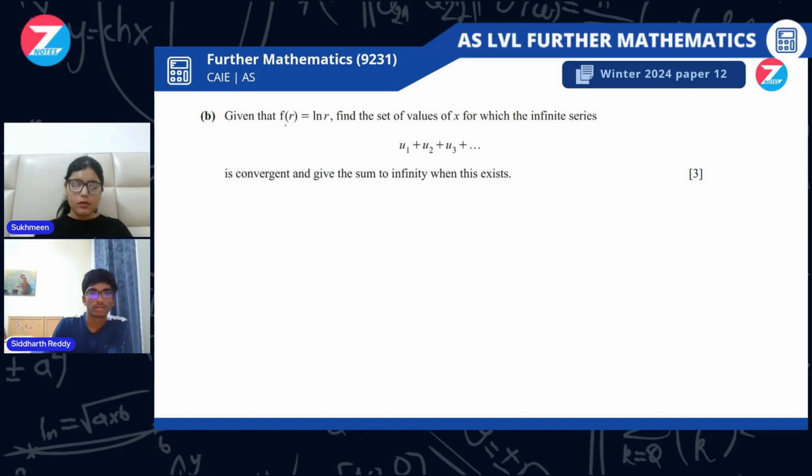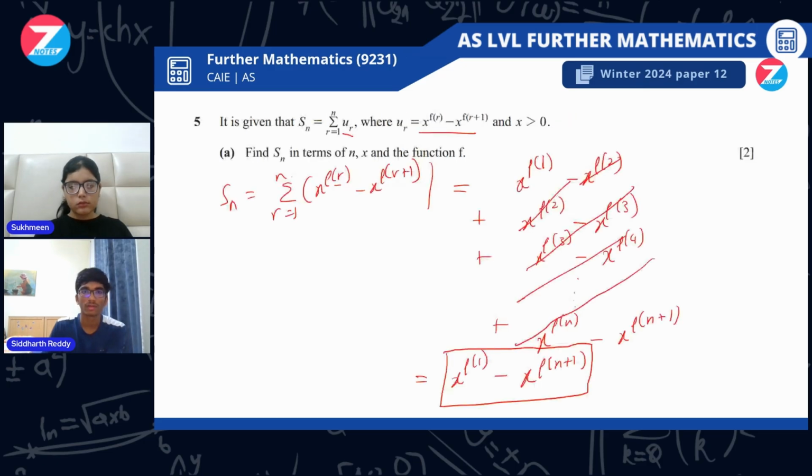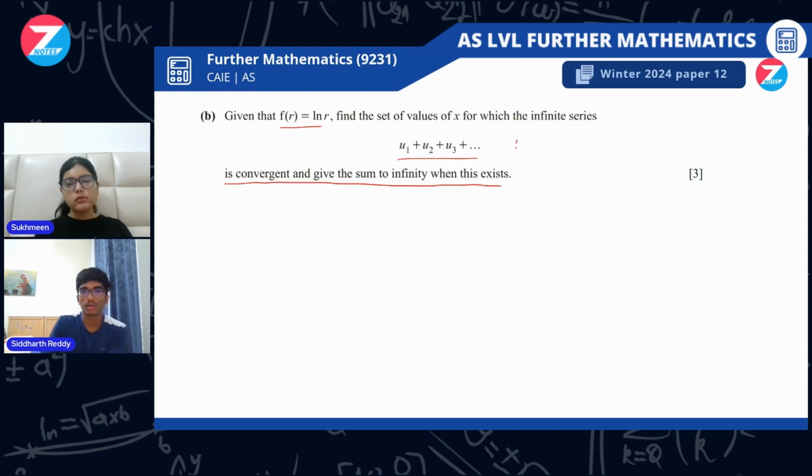Given that f of r is equal to ln of r, find the set of values of x for which the infinite series u1 plus u2 plus u3 is convergent and give the sum to infinity when this exists. Okay. So they gave u r is equal to x to the power f of r minus x to the power f of r plus 1. Since they gave f of r is equal to ln r, we can write this as x to the power ln r minus x to the power ln of r plus 1.